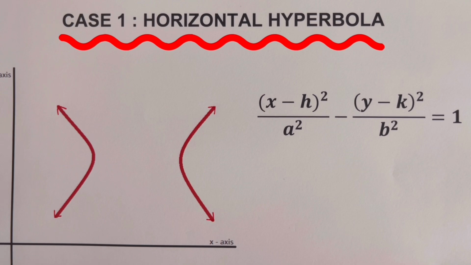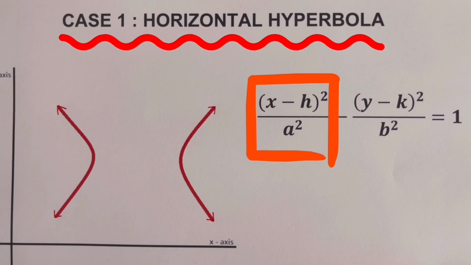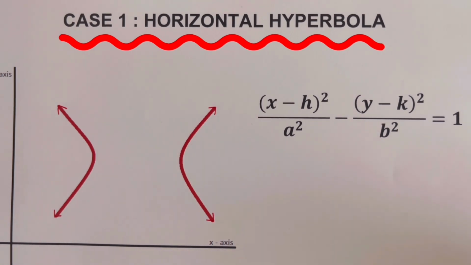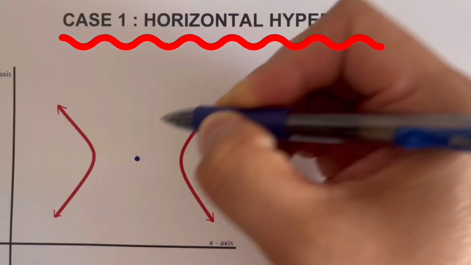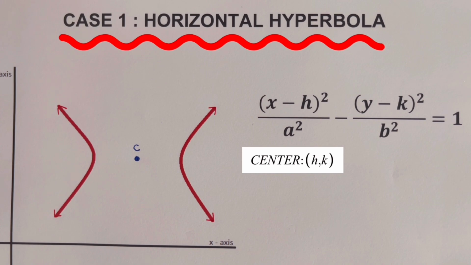The first case is the horizontal hyperbola, and this is its formula. Now please notice that we can form a horizontal hyperbola if the x part of the equation is positive, the one that I put inside the square. Let us locate the center of this hyperbola. Point C is the center of the hyperbola, and the coordinate for the center of a horizontal hyperbola is (h, k).